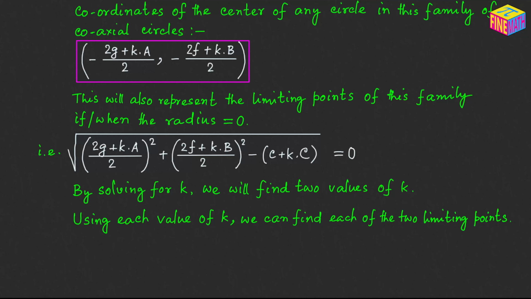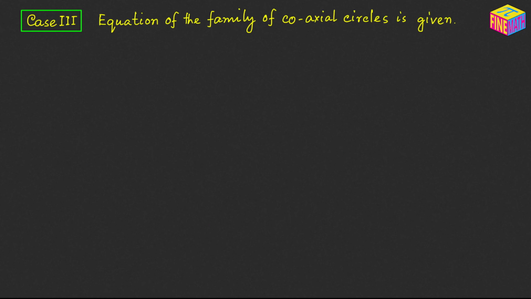Next, we are going to take another situation. In the third case, let's suppose that the equation of the family of coaxial circles has been provided. That means the general equation of the family of coaxial circles has been provided, and from that equation, we have to somehow find out the limiting points. That is the coordinates of the point circles belonging to that family. Let's suppose the provided equation for the family of coaxial circles is like this: x squared plus y squared plus 2gx plus c equals 0. Here g is a parameter. Using various values of g, we get equations of various circles belonging to that family.